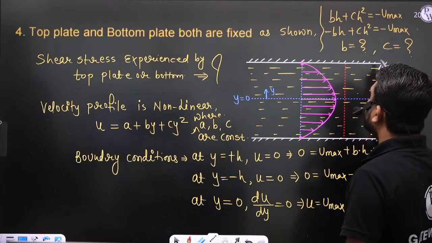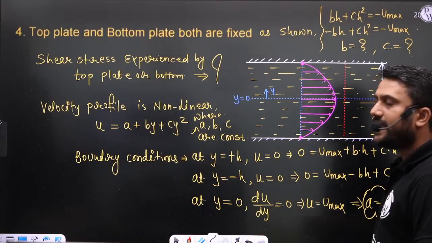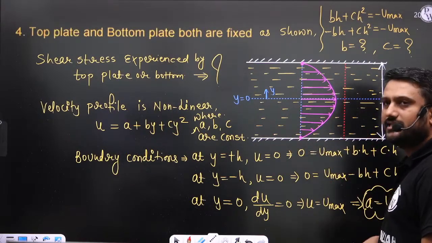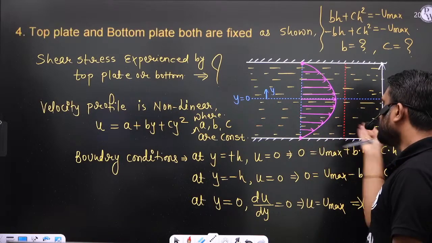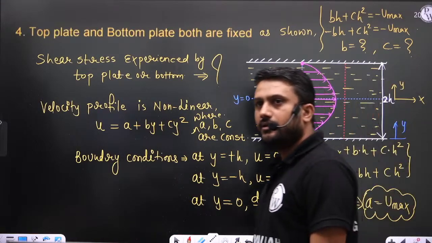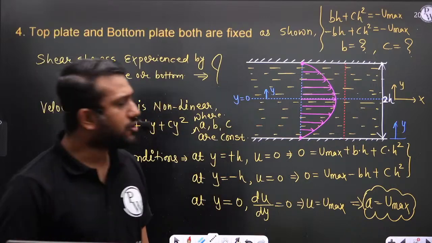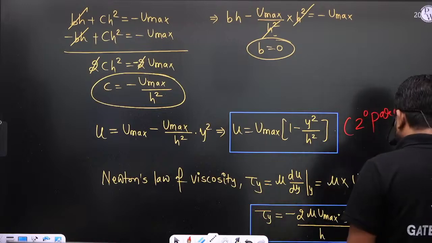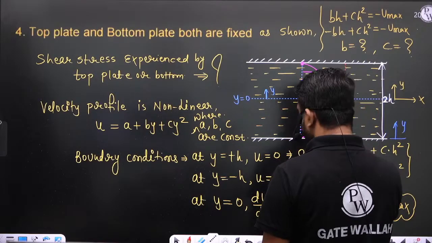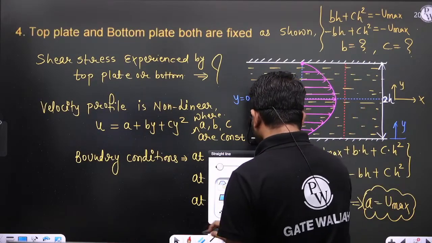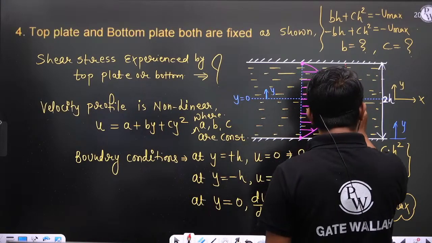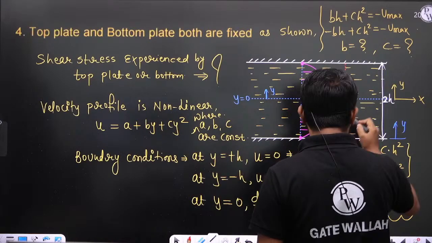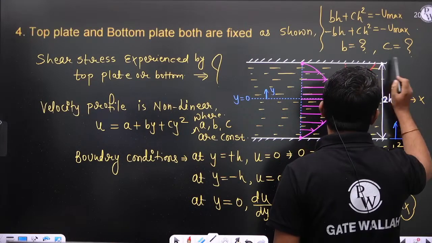If I ask you what is the direction of shear stress on the top plate, obviously opposite to the flow. If I ask you the direction of shear stress on the bottom plate, obviously opposite to the direction of the flow. We know that. So focus on magnitude only. At y is equal to 0, shear stress is 0. At y is equal to plus h or minus h, shear stress is maximum, and that shear stress variation is linear.